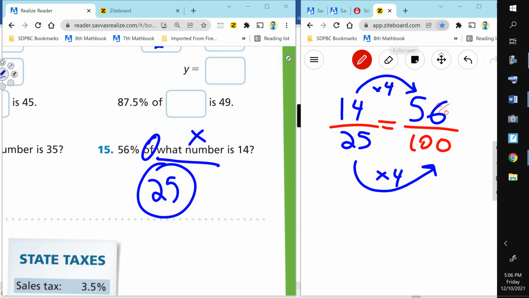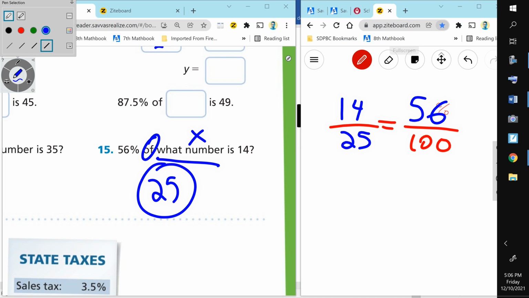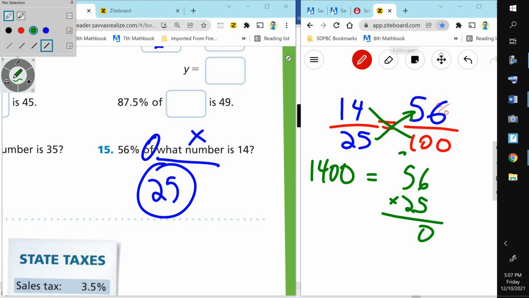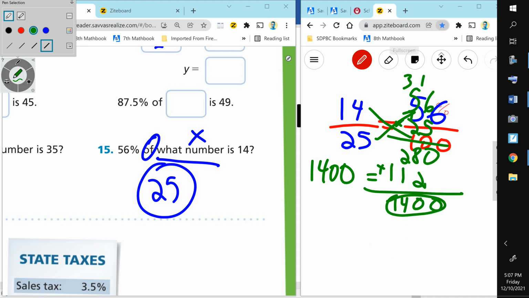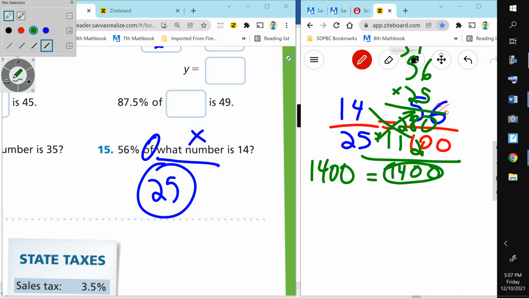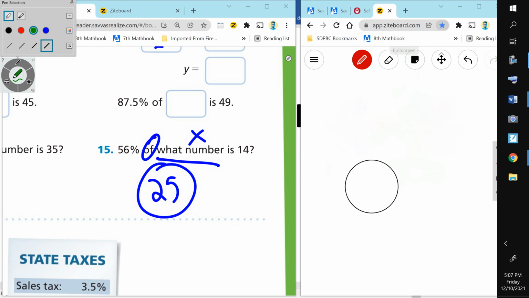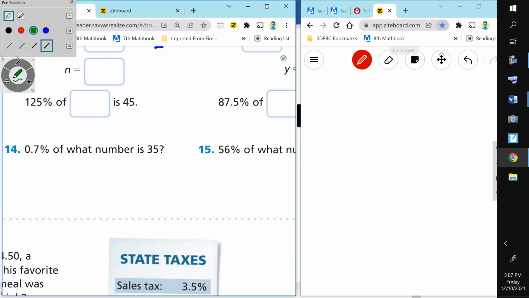And I can prove this answer is going to work. Watch this. I'm going to cross multiply to prove that they're proportional. I'm going to take 14 times 100 to get this. And if this times this is the same thing, then we got it right. So let's see what 56 times 25 is. Guess what? It is the same thing. So the answer is 25. Yay.